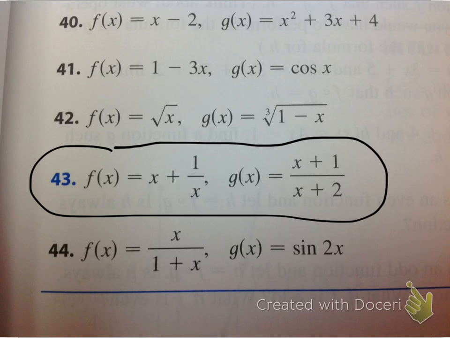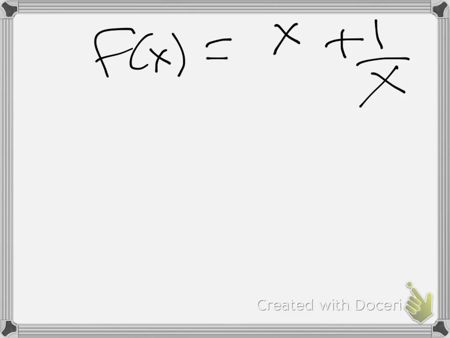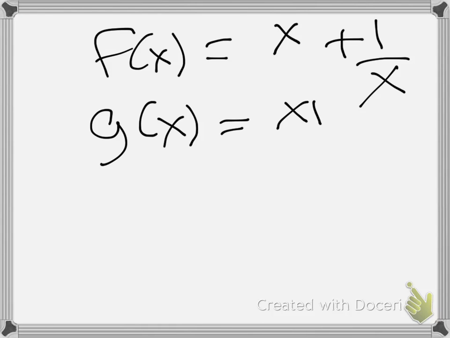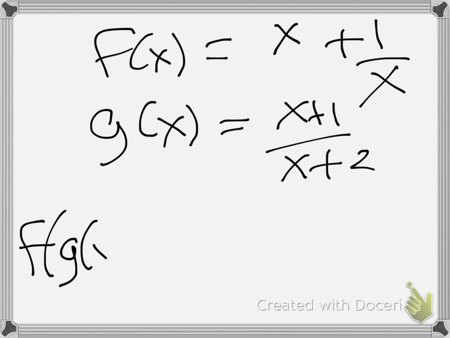So let's think about that. f of x here is x plus 1 over x, and g of x is x plus 1 over x plus 2. So if I want to think about f composed with g, I think about f of g of x. g of x is now the input for f of x. So everywhere I see x in the expression above for f of x, I replace that x with x plus 1 over x plus 2.